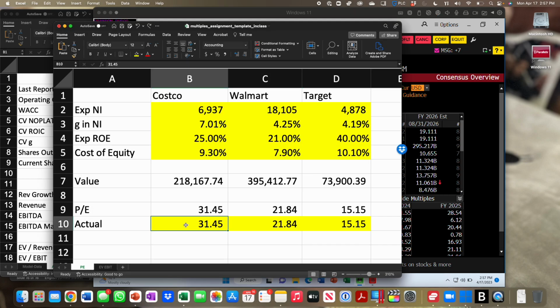So actual PE, 31.55. That's the number I would type in here. Now you might say, gee, it's 31.45. And the answer is because I did that this morning. And that's why you need screenshots.